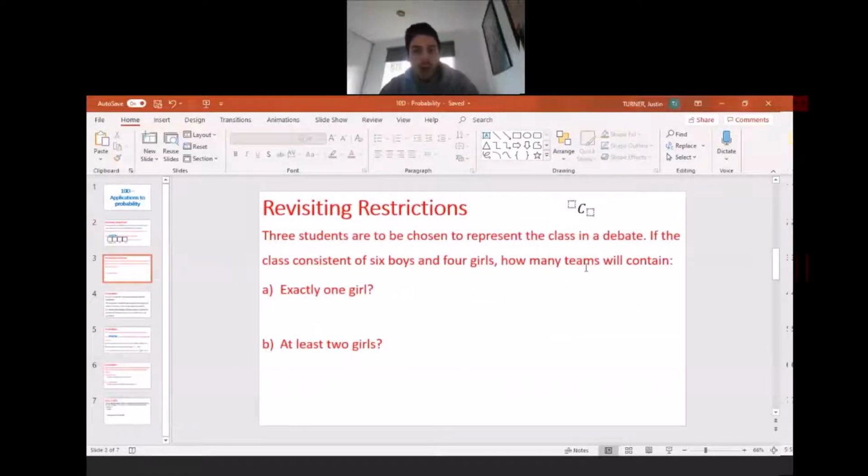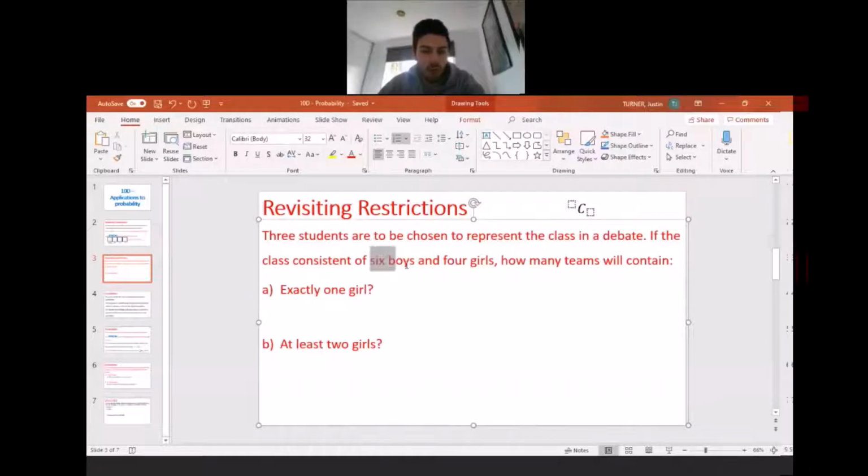These next 2 questions are a little bit harder. So let's have a look at this first one. What we want to recognize is we've got 2 different groups here. We've got 6 boys and 6 girls. And what this question is saying is you're choosing 3 students in total to represent a class in a debate. And we want to see how many teams, at least for part A, have exactly 1 girl. So what you're doing here is you're choosing 1 girl out of 4 because there's 4 girls in the class. If you know you're choosing 3 students in total, that means you're also choosing 2 boys out of a possible 6.